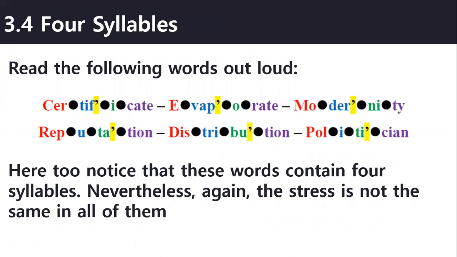Now, for the case of four syllables, we have the words certificate, evaporate, modernity. Reputation, distribution, politician. Here too, notice that these words contain four syllables. Nevertheless, again, the stress is not the same in all of them. Thus, the second syllable is stressed in the first row, and the third one is stressed in the second row.